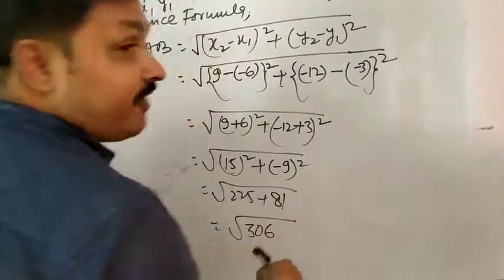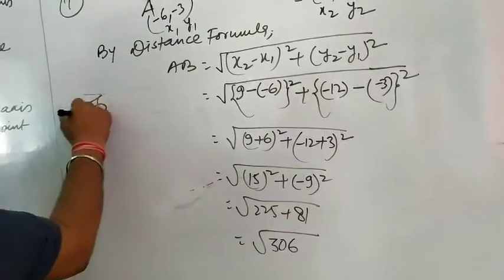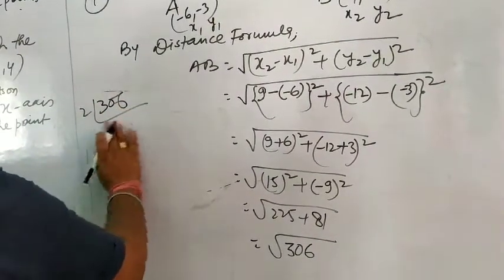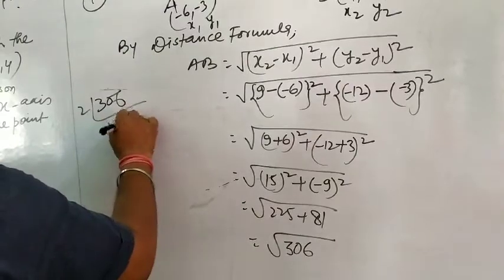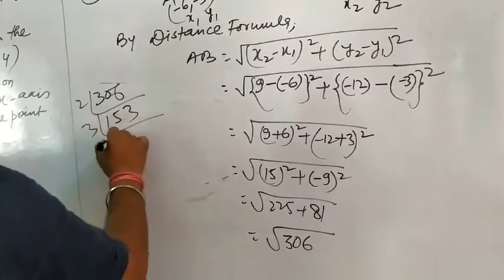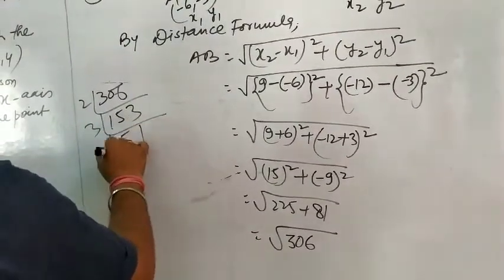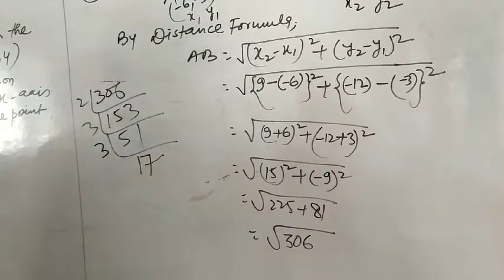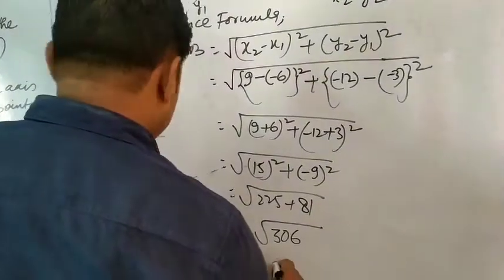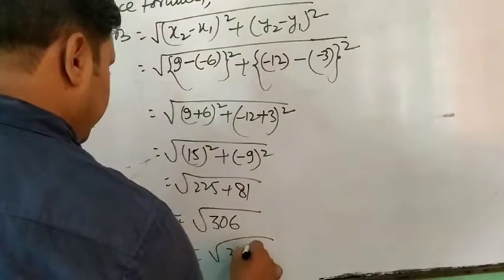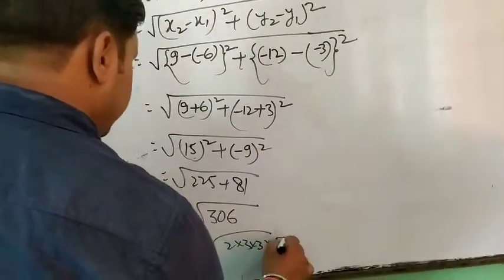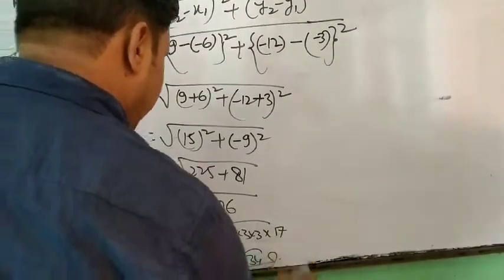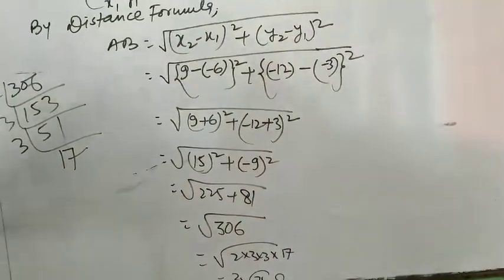Now we can factorize 306. That's 2 into 153, that's 3 into 51, that's 3 into 17. That means root under 2 into 3 into 3 into 17. That means 3 root 34. That's your answer.